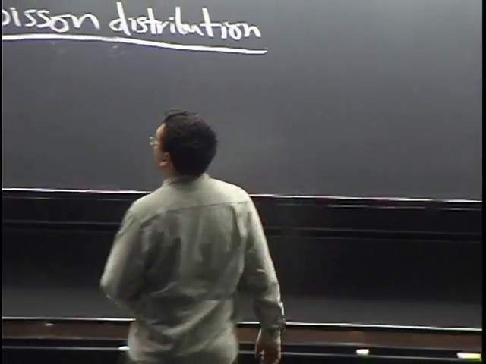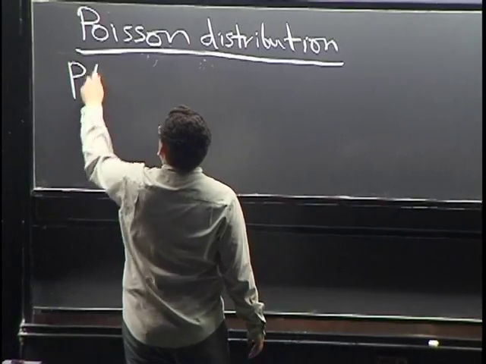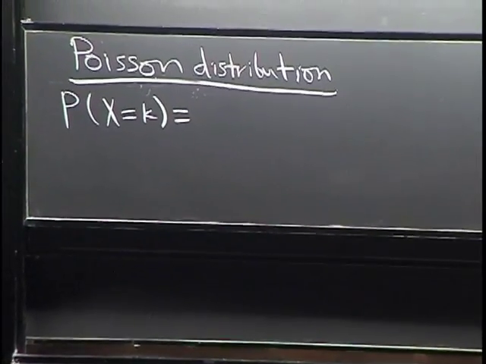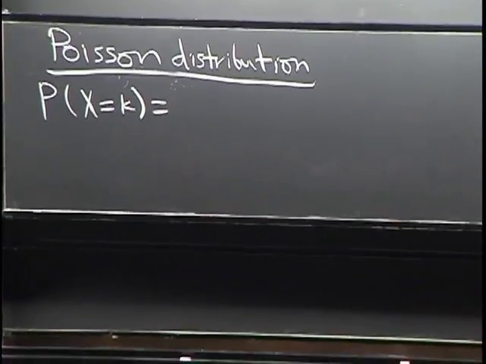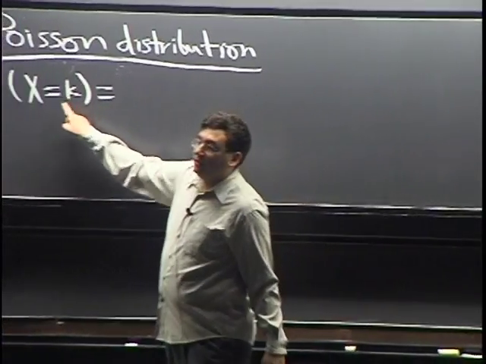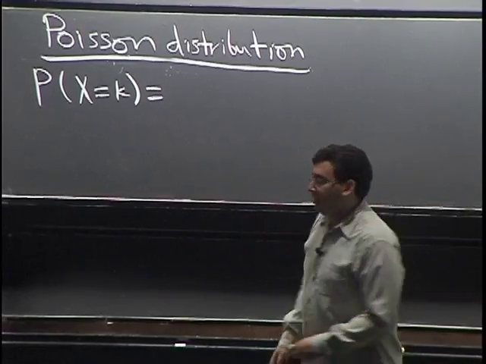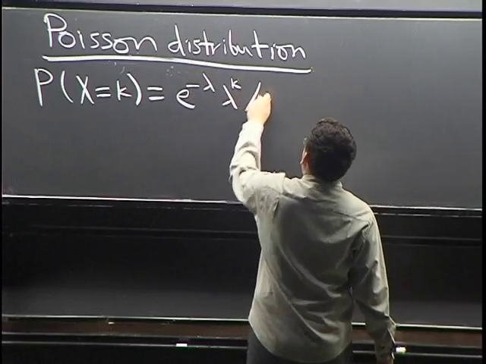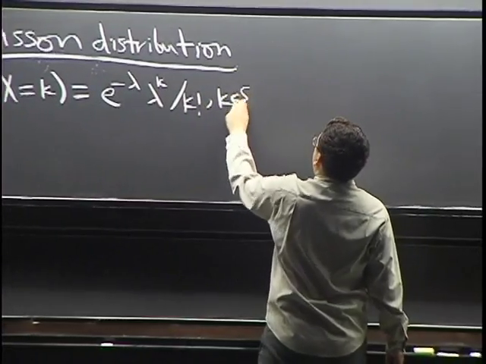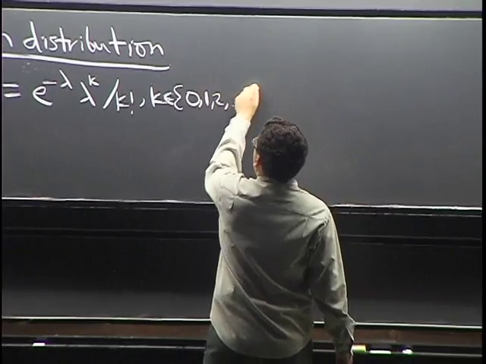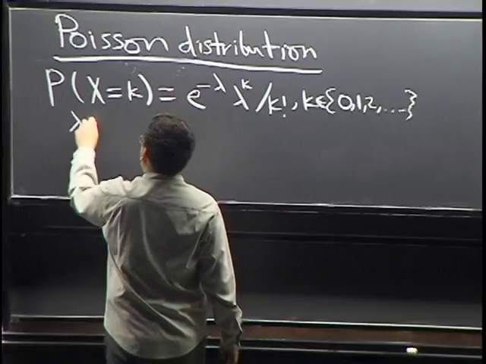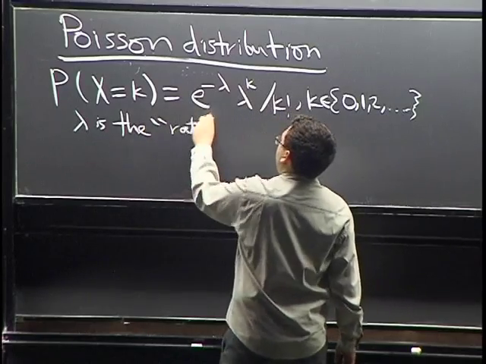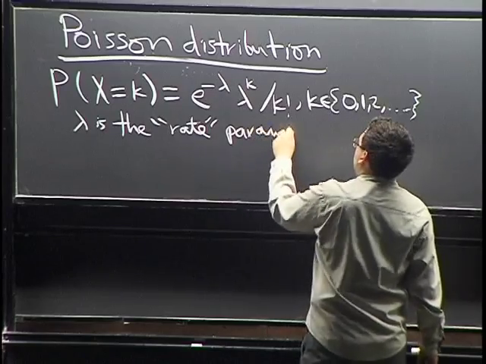Okay, so here's the PMF. We want to know what's the probability that X equals k. k is a non-negative integer here. So unlike the binomial, which is bounded between 0 and n, Poisson could take any non-negative integer value, and the PMF is just e to the minus lambda, lambda to the k over k factorial, where k, as I said, is a non-negative integer, 0 otherwise. And lambda is the parameter. I call it a rate parameter for reasons that will become clear at some point.